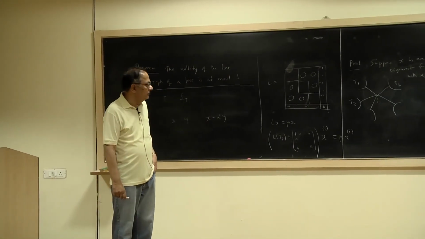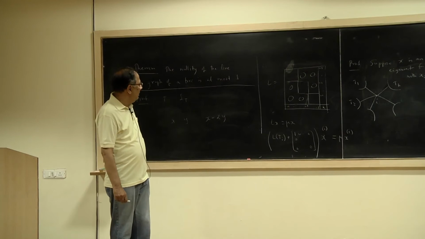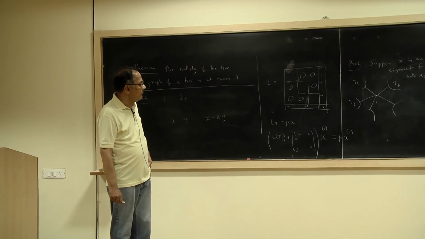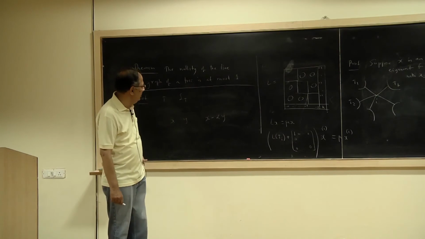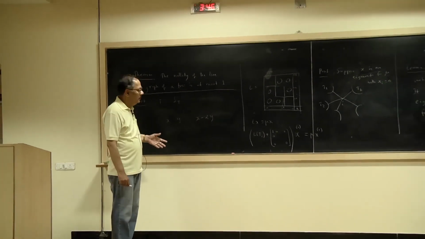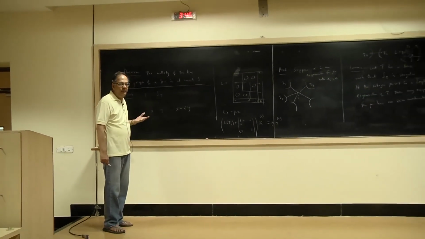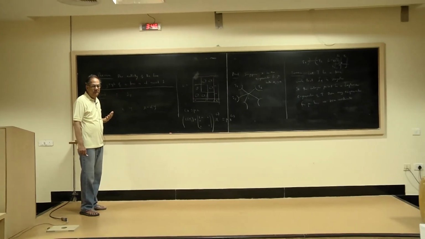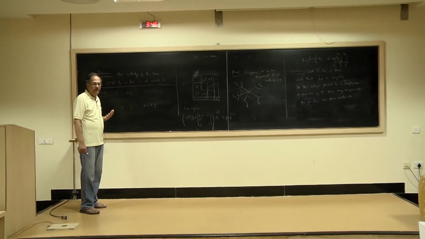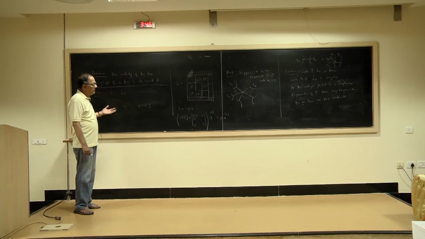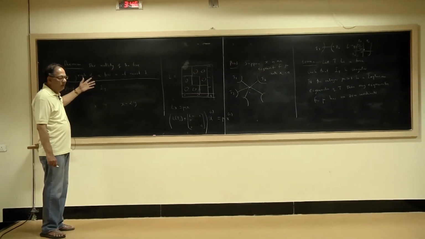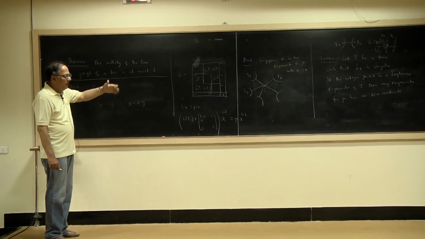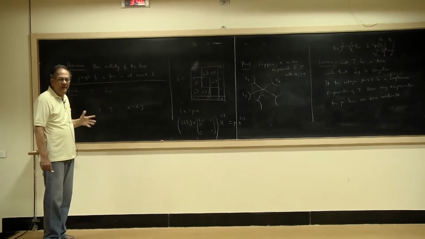For example, this 2 actually can be replaced by any even integer. So there is a statement like this: take a graph with an odd number of spanning trees. Then for such a graph also this will be true. So if you take a graph with an odd number of spanning trees, all these things will almost go through, because it depends on the parity.